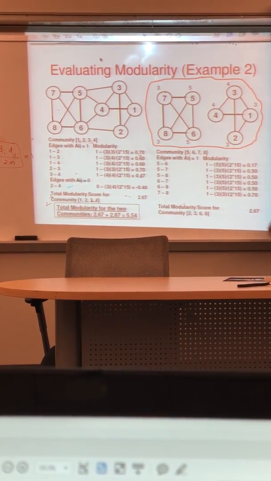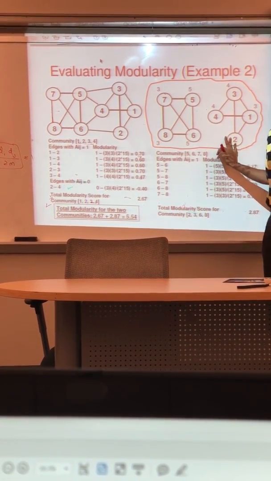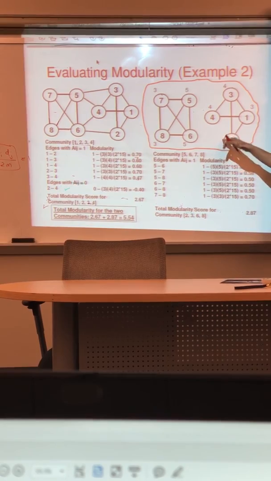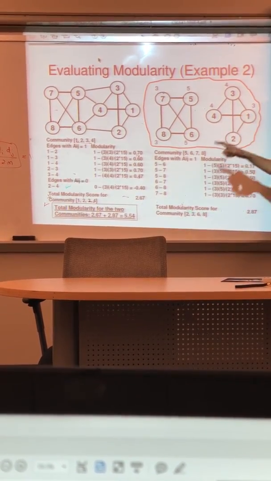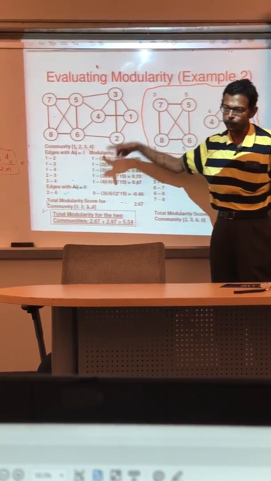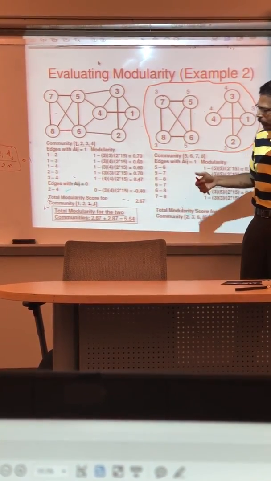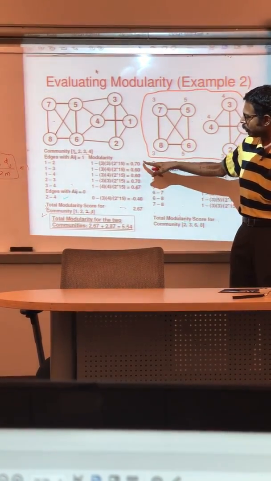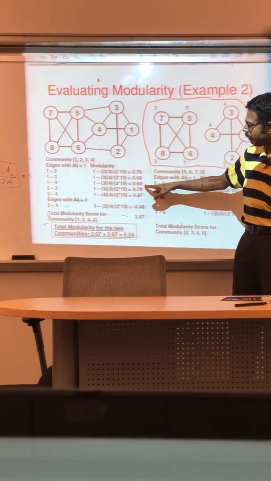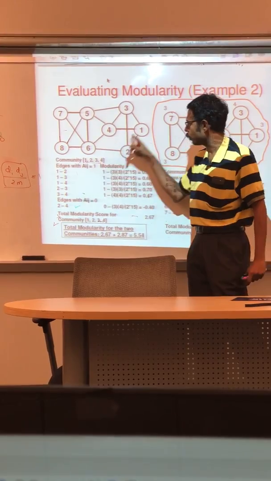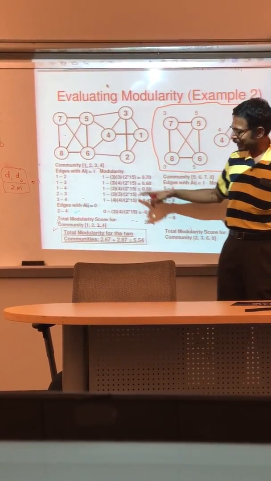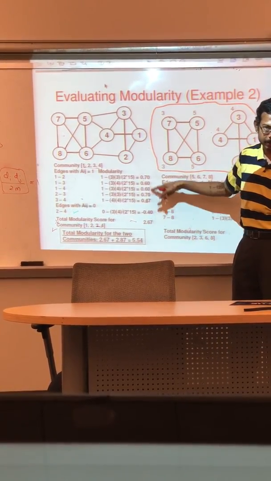Some other algorithm has determined these communities for the same graph. So let us see how good this partition is. One community is 1, 2, 3, 4. Again, consider all the pairwise modularity scores. You have edges between 1, 2, 1, 3, 1, 4, 2, 3, 3, 4. The only pair that doesn't have an edge is 2, 4. So that has a negative modularity score, the others have positive.